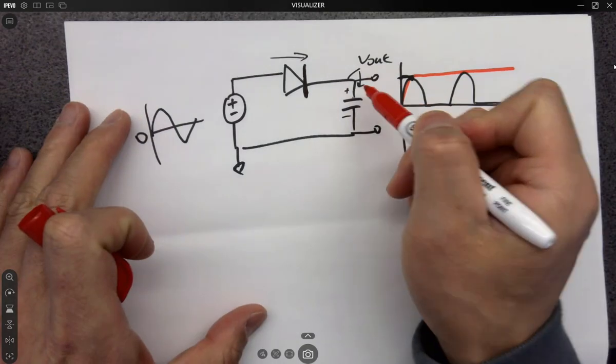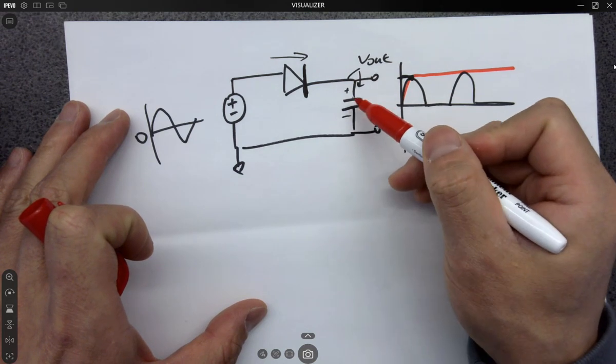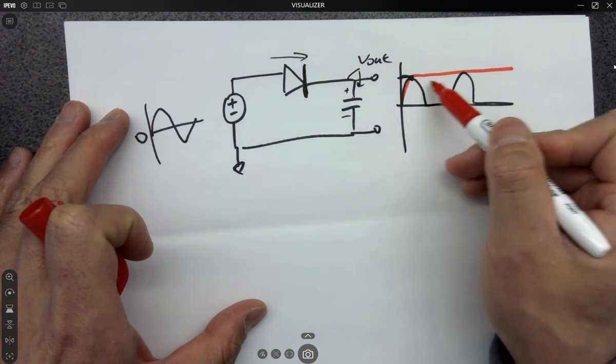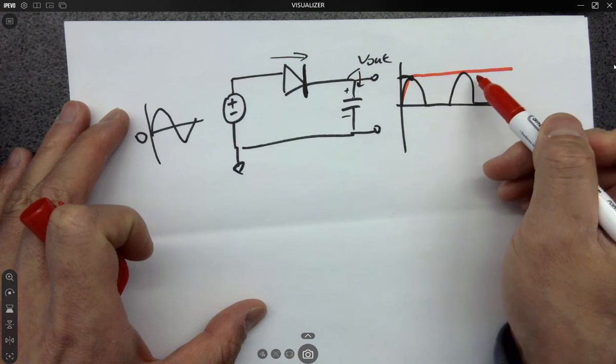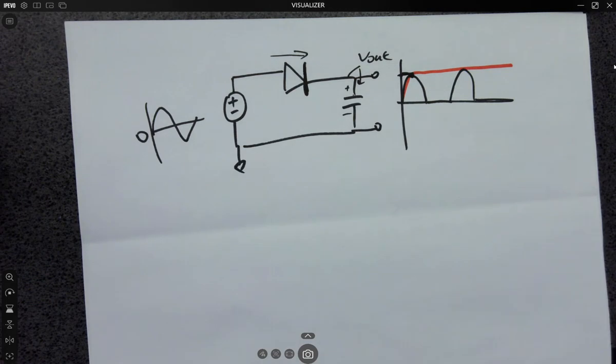You can also say this cap is performing as a low-pass filter. So eventually, all these bumps are getting filtered out, and it's just a DC voltage being held at the two terminals of the cap.